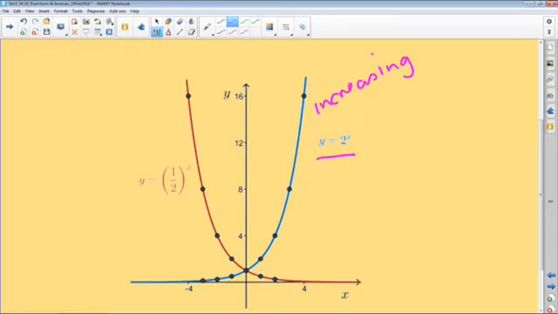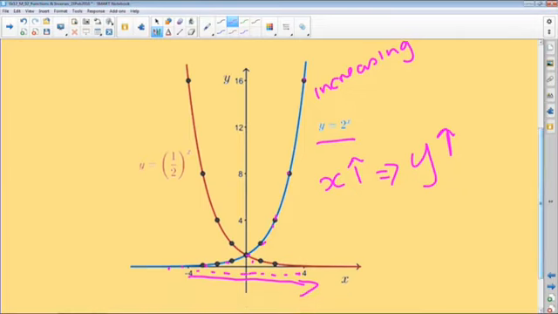A reminder about increasing graphs. What does increasing mean? It means that as x is increasing, so as your x values are getting bigger, your y values are also increasing. So if you look at your graph, as we're going to the right on the x-axis, so your x values are getting bigger, your y values at the same time are also increasing. So that we call an increasing function.